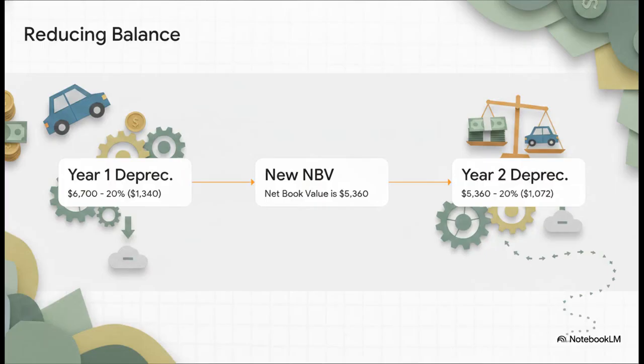Let's step through the math on a $6,700 vehicle using a 20% reducing balance. After subtracting that year 1 expense, we land at our new net book value of $5,360. Now the absolutely crucial part is year 2. We don't take 20% of the original cost again. Nope, we take 20% of that new, lower remaining value. Because of this, the expense shrinks every single year.